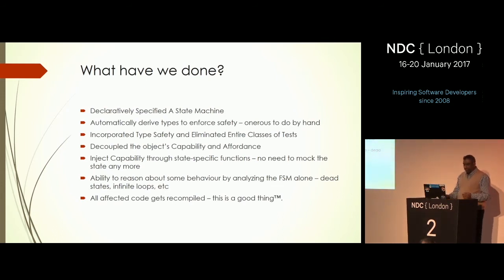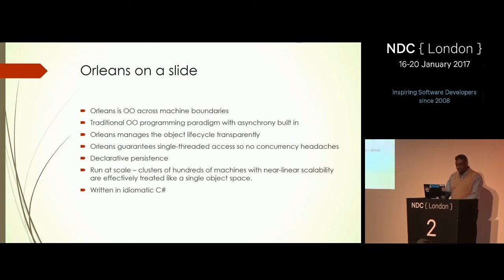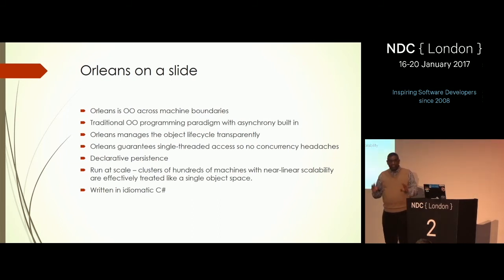So let me outline Orleans in a slide, and my co-presenter, Sergey, here will probably look at it and wonder if he wants to talk to me again. So basically, to put it in very succinct terms, Orleans is object orientation across machine boundaries.